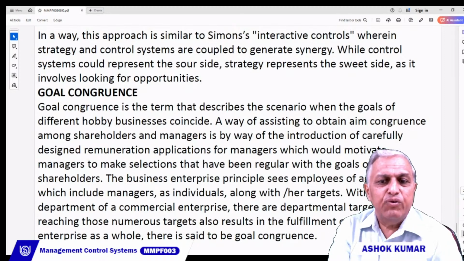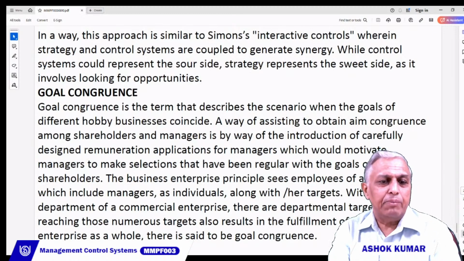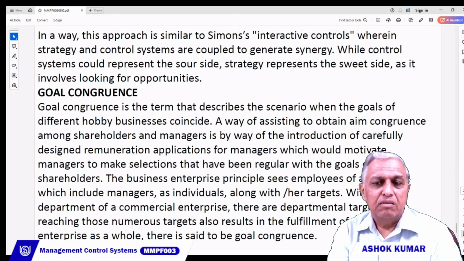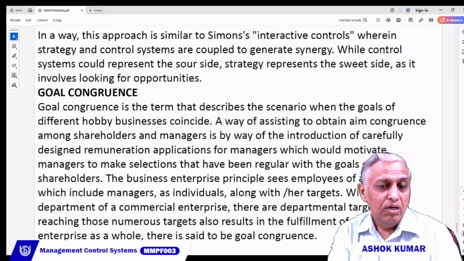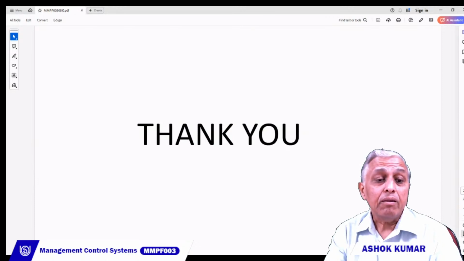Friends, once we are with our targets within the department of a commercial enterprise, there are departmental targets. If reaching those numerous targets also results in the fulfillment of the goals of the enterprise as a whole, there is said to be goal congruence.